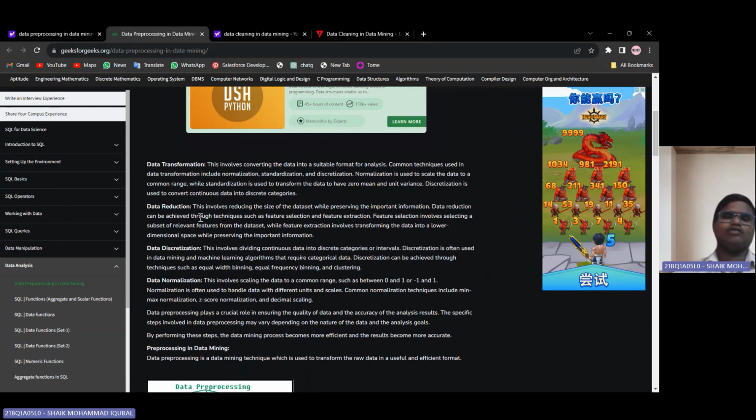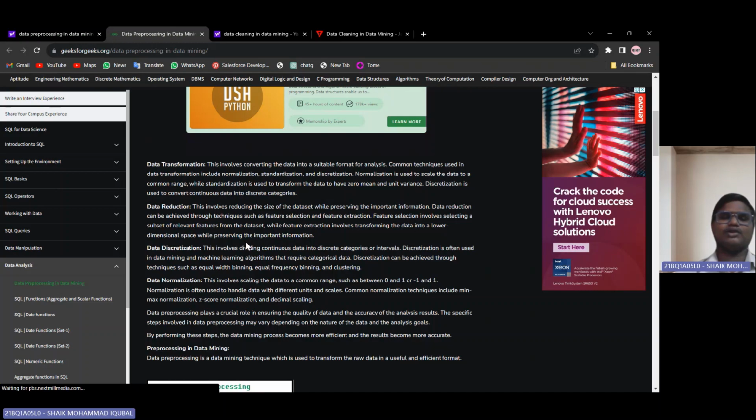Data reduction. This involves reducing the size of the dataset while preserving the important information. Data reduction can be achieved through techniques such as feature selection and feature extraction. Feature selection involves selecting a subset of relevant features from the dataset, while feature extraction involves transforming the data into a lower dimensional space while preserving the important information.